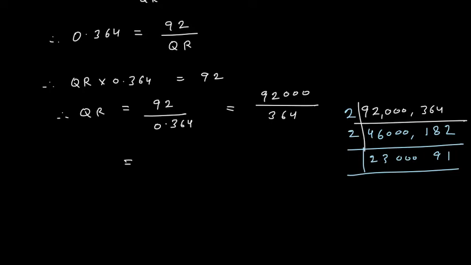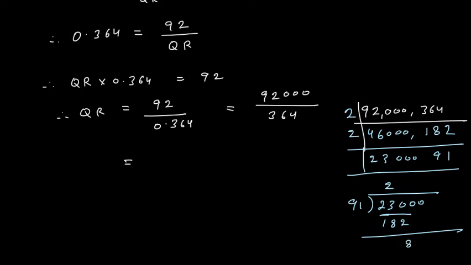Now this 91 and this 23,000. So better let us divide this 23,000 with 91. The first two digits are smaller than 91, so we will consider these three digits. 9 2s are 18, 9 3s are 27, which is more than 23, so we will take 2 and this will become 182.